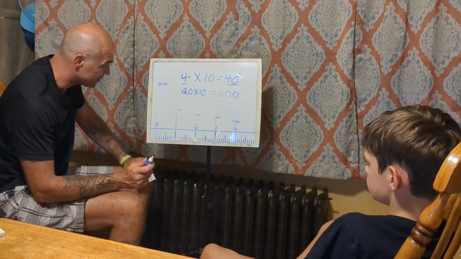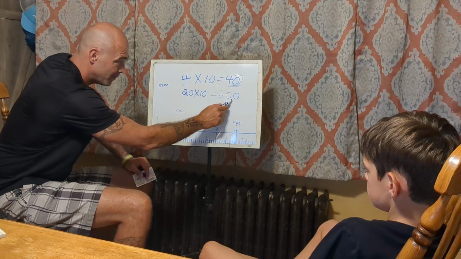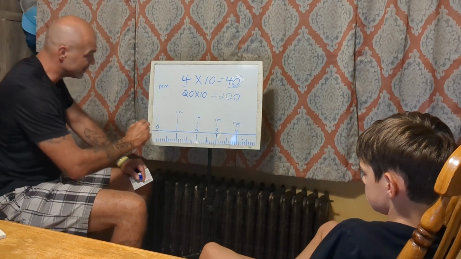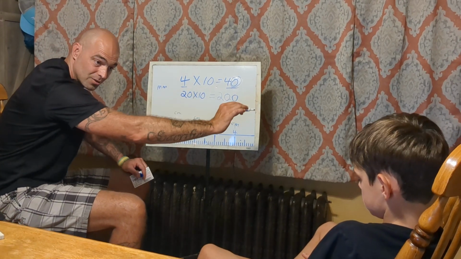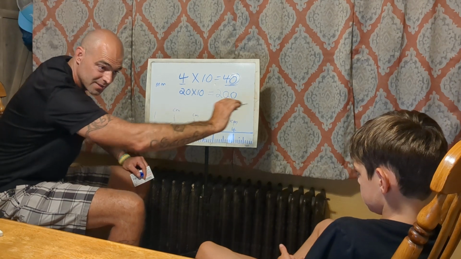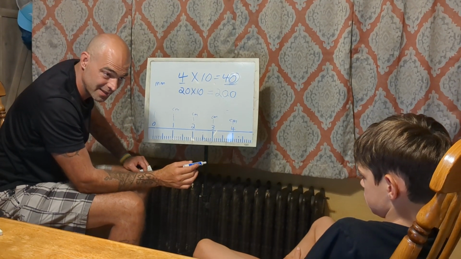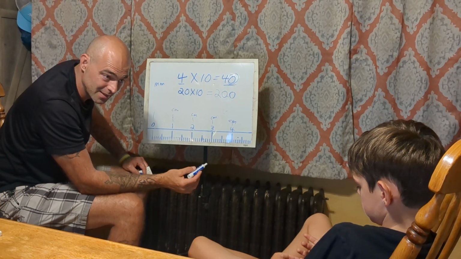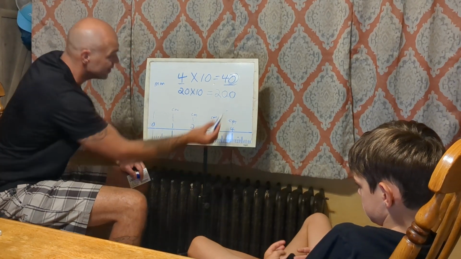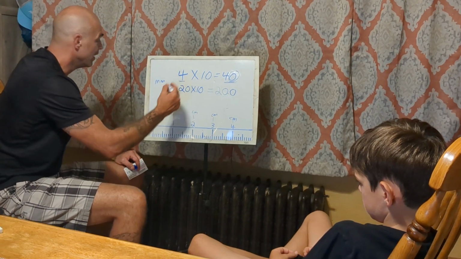Tomorrow we'll work on place value. But yes, that is correct. So it doesn't matter how long you go or how many centimeters you go. If you want to know the millimeters, you just multiply it by 10. And the easiest way to think about that is exactly what you just said. You add a 0 to the end of it.